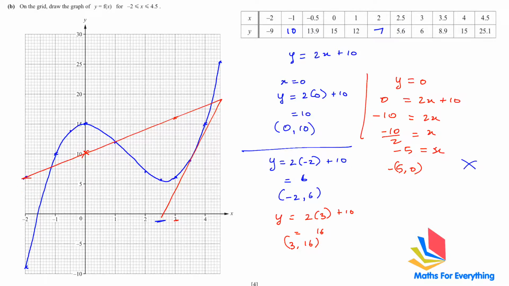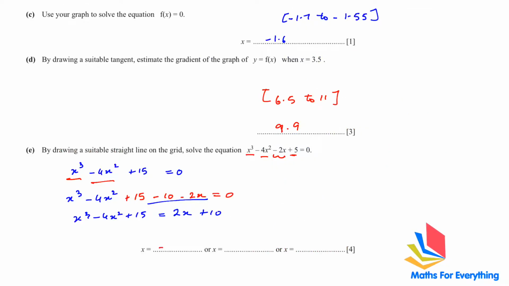This is how your line will look after you join the 3 points together. Now where does it intersect the curve? Here, here, and here. So these are our 3 x values. This value here is negative 1.2, and the other value is 1, and this value here is 4.2. So our answers are negative 1.2, 1, and 4.2.